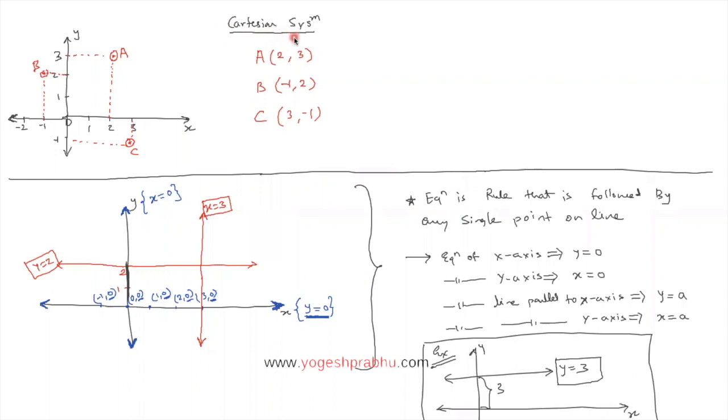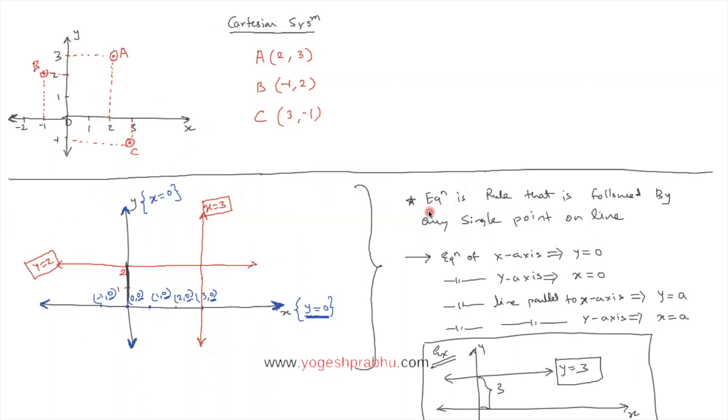Cartesian system. This is the x-axis. This is the y-axis. If you have (2, 3), that is point A, and (-1, 2) is point B. (3, -1) is point C. All good? Okay. Now, whatever we've discussed here is written on this side.